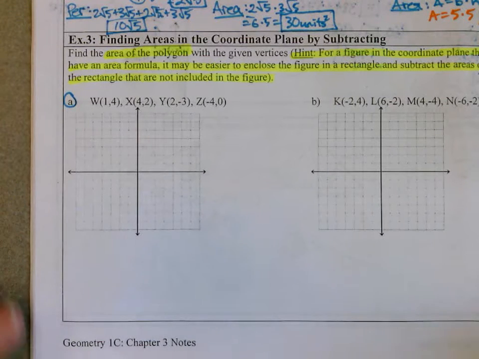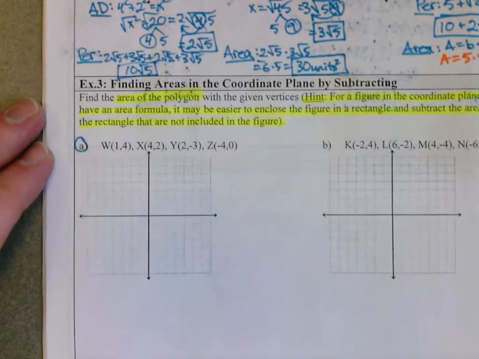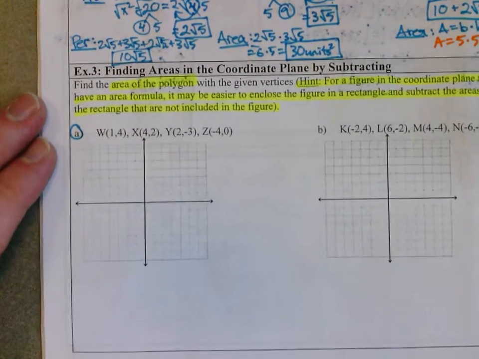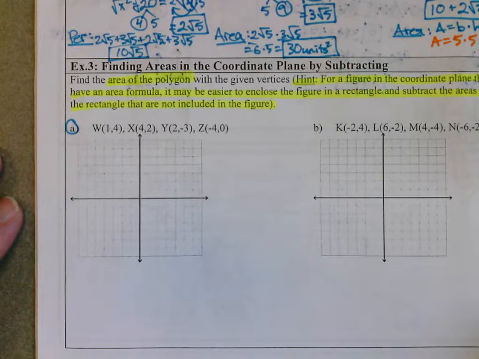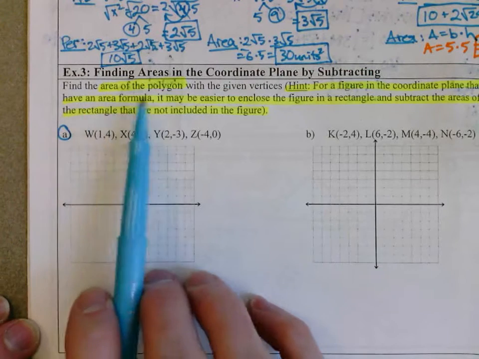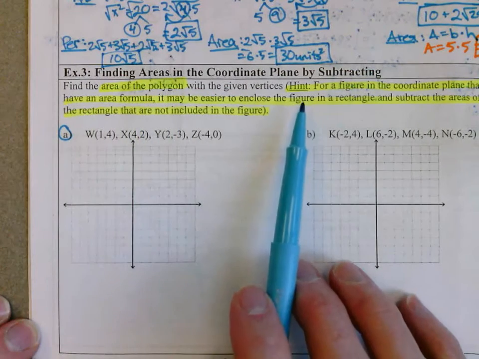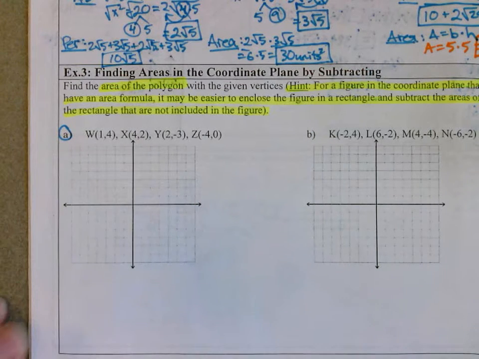Hi everyone, we're going to be doing example 3A from our notes from section 9.4, perimeter and area in the coordinate plane. The examples for 3A and 3B are a little bit different than the ones above, examples 2A and 2B. If you read the directions carefully, it's asking us to find the area of the polygon, so it's simply an area question. But there's a big hint here. If we end up with a shape that doesn't have some nice, convenient formula for it, there's a different strategy, and we're going to try that in just a moment here.